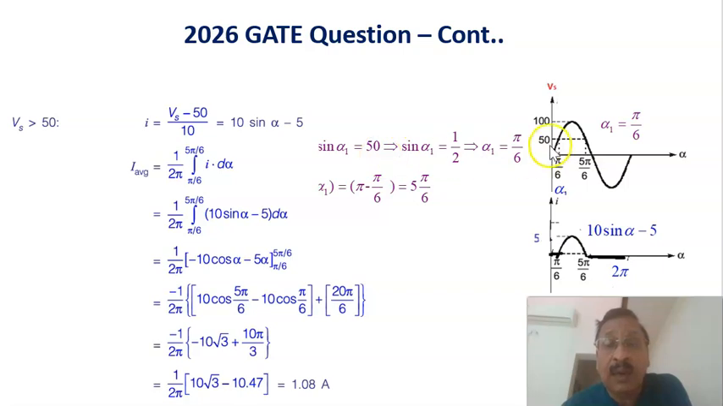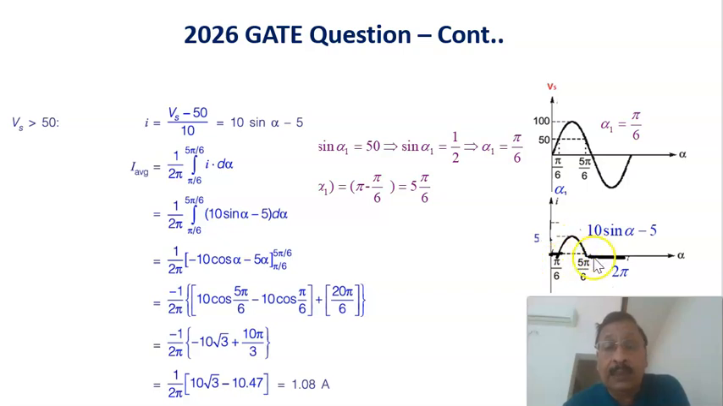Once the input voltage reaches that 50 value, sine alpha 1 equals 50 over 100, which is 1 by 2, so alpha 1 equals 30 degrees or pi by 6. The diode continues to conduct until pi minus alpha 1, which is 5 pi by 6. Between pi by 6 and 5 pi by 6, the diode continues to conduct.